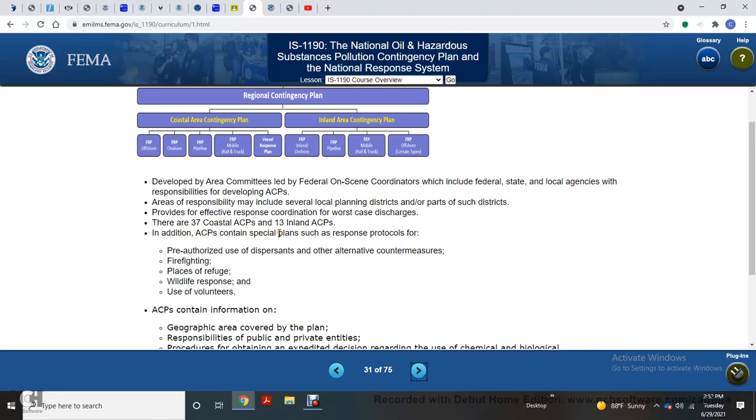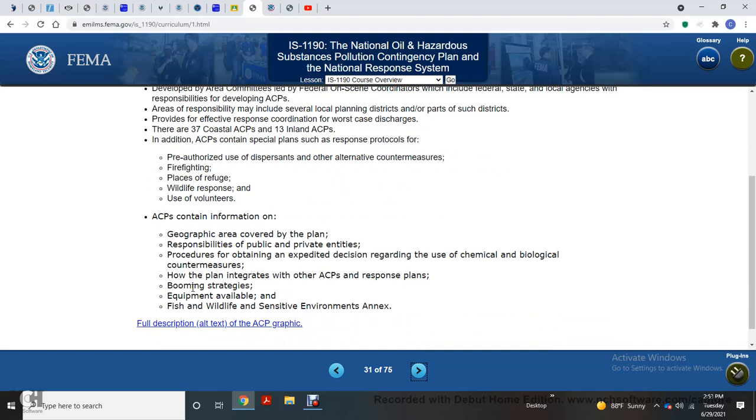In addition, the area contingency plan contains special plans such as response protocol, pre-authorization to use dispersants and other alternative countermeasures, firefighting, places of refuge, wildfire response, and use of volunteers. The area contingency plan contains information on the geographic area covered by the plan, responsible public and private entities, procedures for obtaining expedited decisions regarding use of chemical and biological countermeasures, how to plan and integrate with the area contingency plan, response plan, booming strategies, equipment available, fishing, wildlife, sensitive areas, and environment annexes.